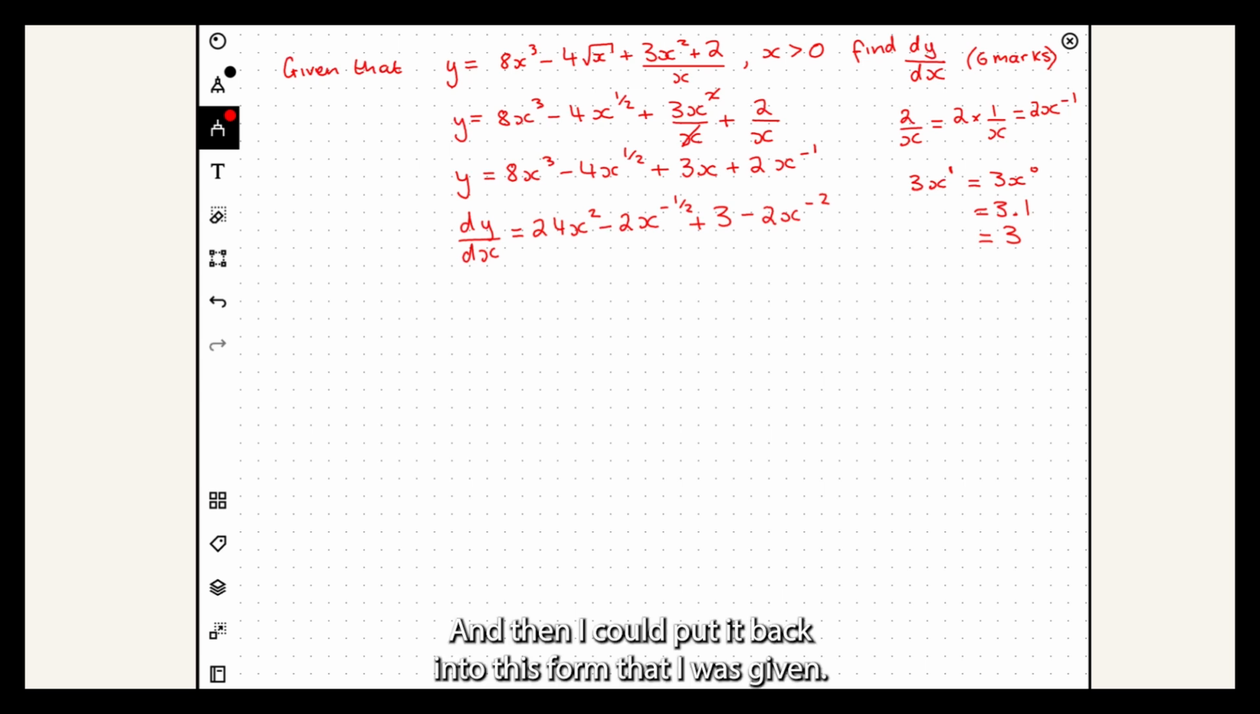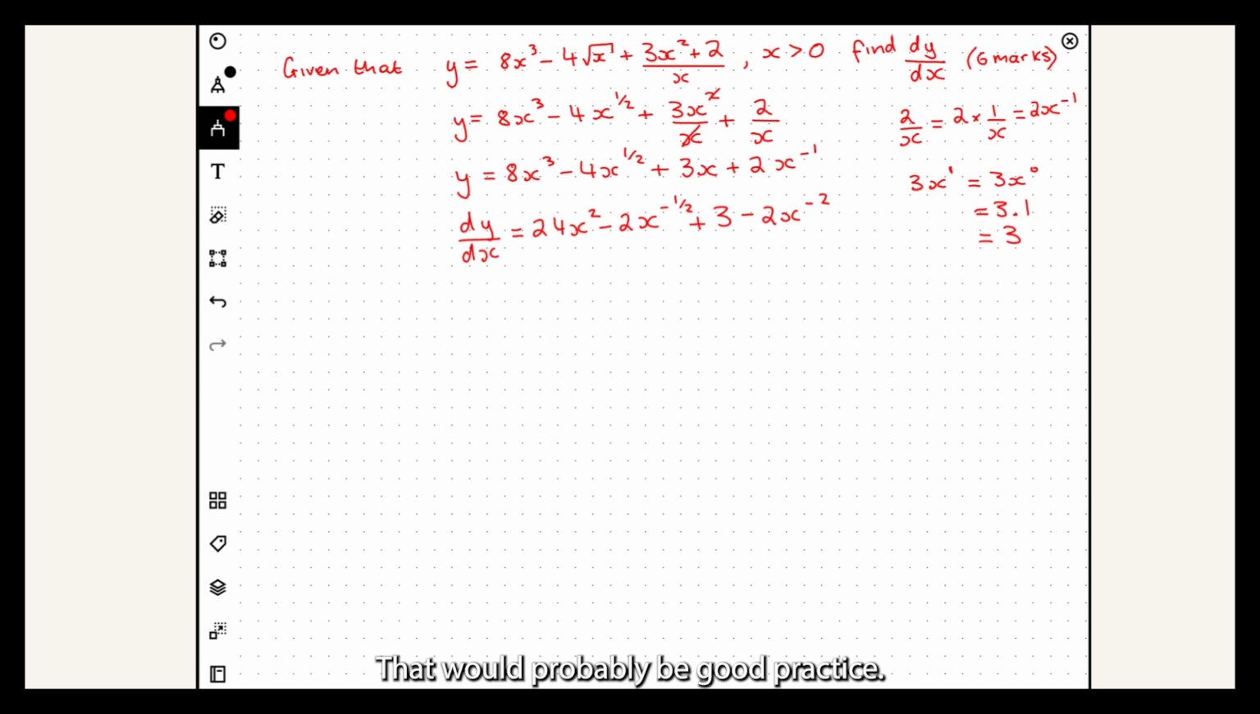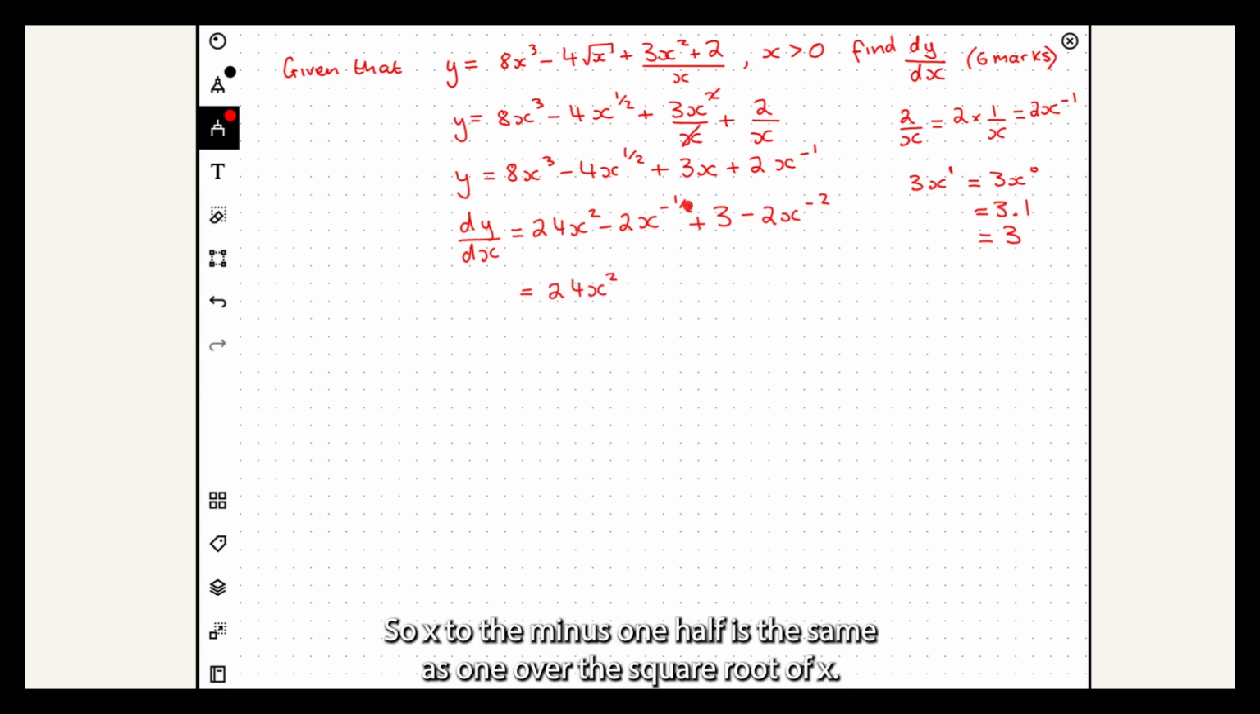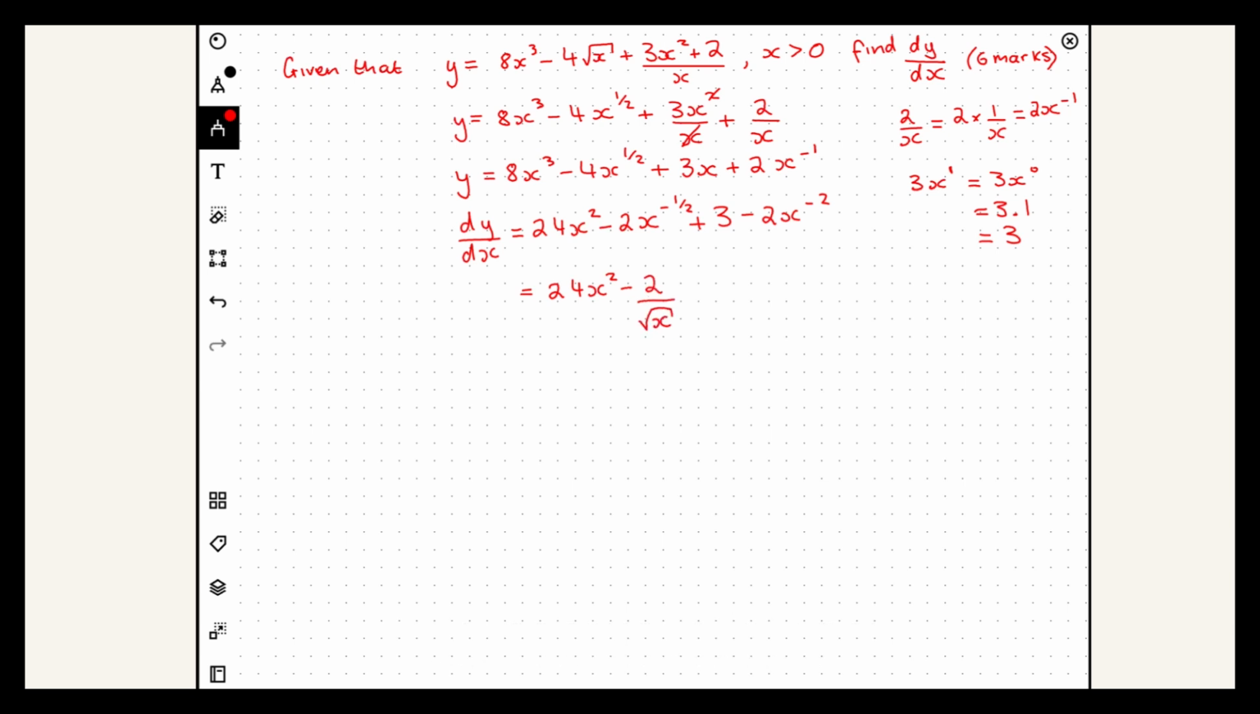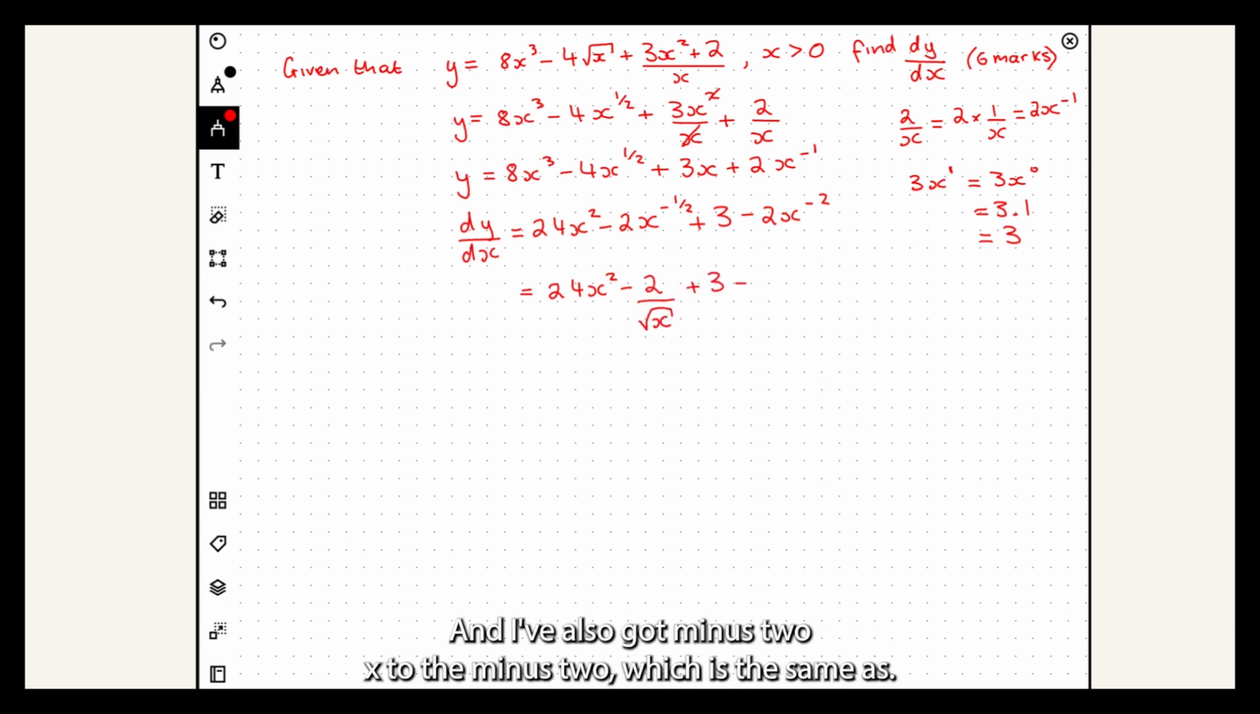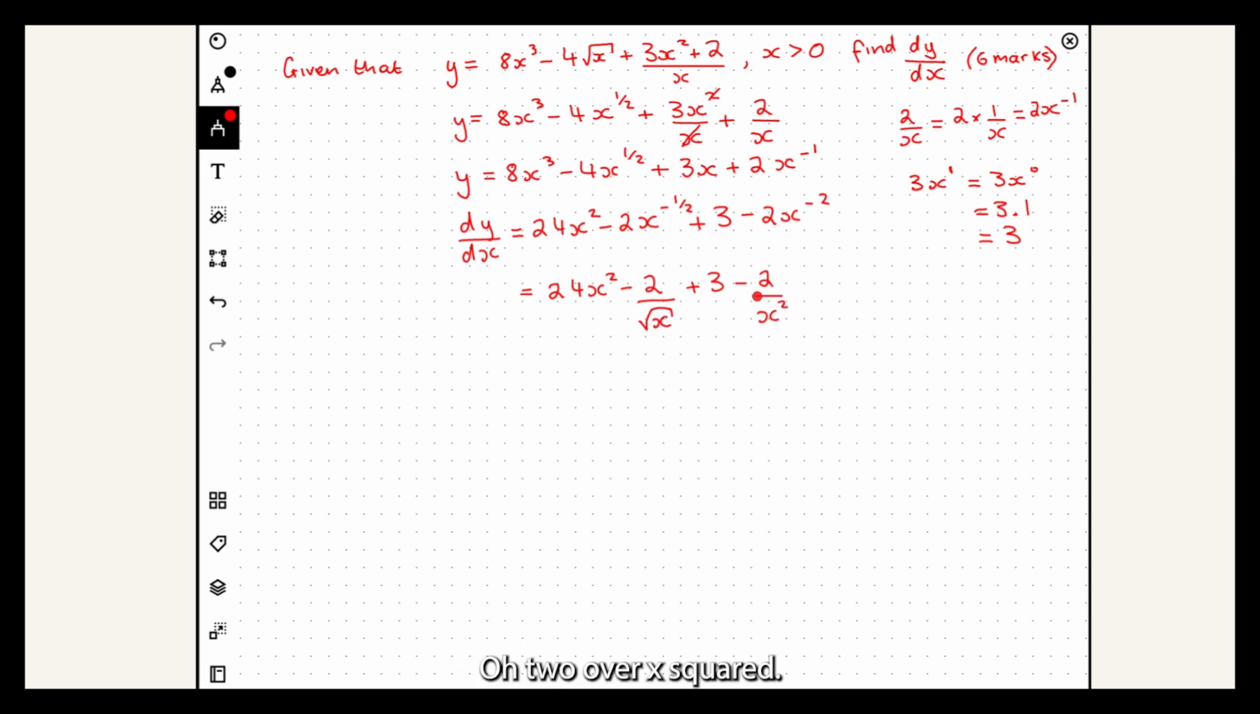And then I could put it back into this form that I was given. That would probably be good practice. So my gradient function, or f dash of x, or dy by dx, the first derivative, would be 24x squared. Then I've got minus 2, so x to the minus a half is the same as 1 over the square root of x. I've got plus 3, and I've also got minus 2 x to the minus 2, which is the same as 2 over x squared. And that's my answer.